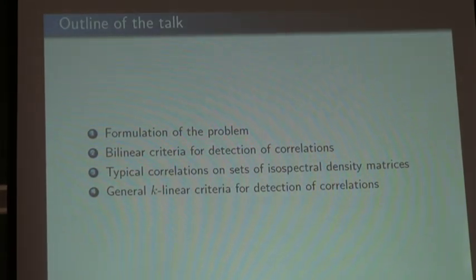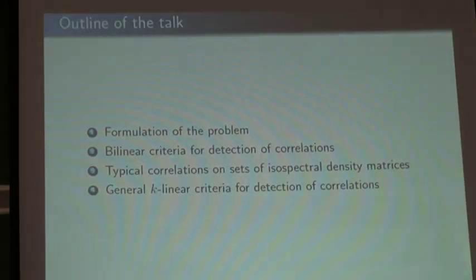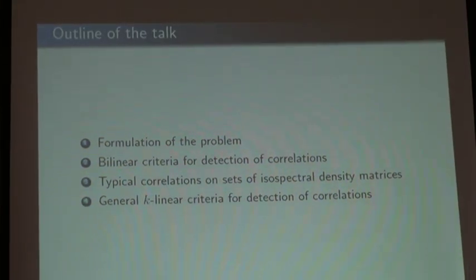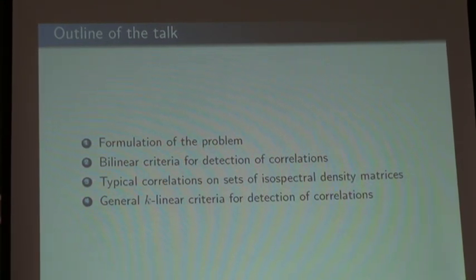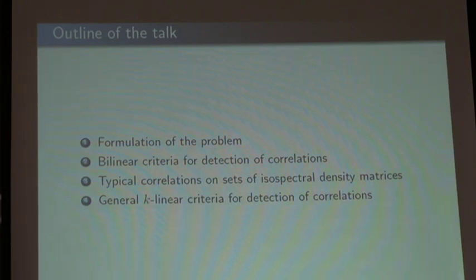Okay, so let me first give you the outline of the talk. First I will define the problem. I will define what I mean by correlations exactly. Then I will discuss linear or quadratic gradient detection of so-defined correlations. In the next part, we'll discuss typical properties of those correlations on sets of typical isospectral density matrices. In the last part, I will briefly mention general k-linear criteria for detection of correlations.